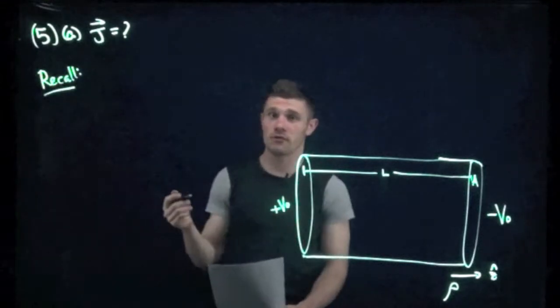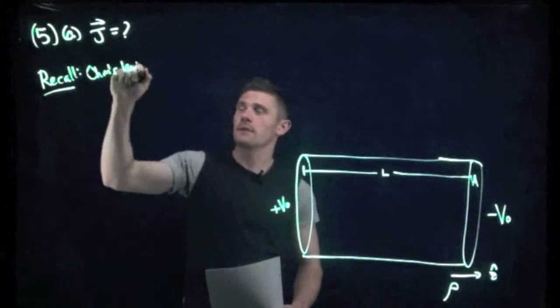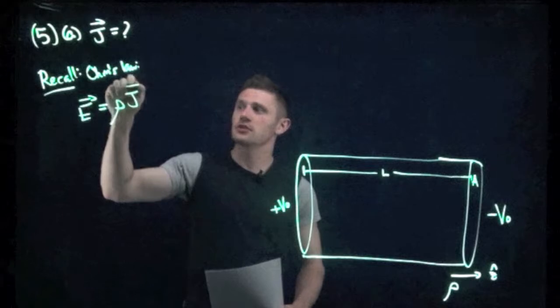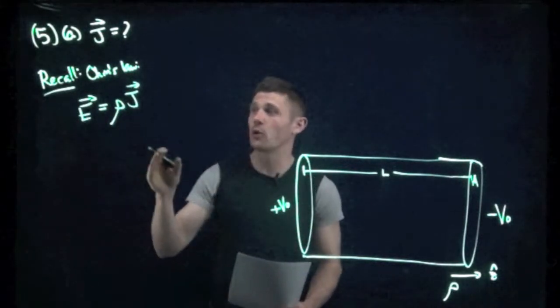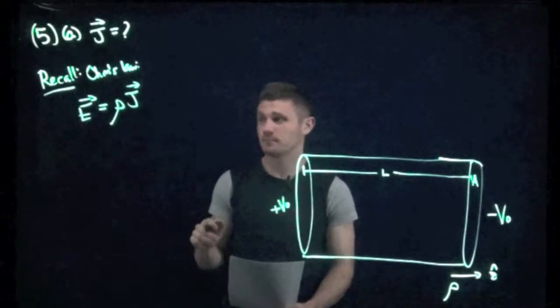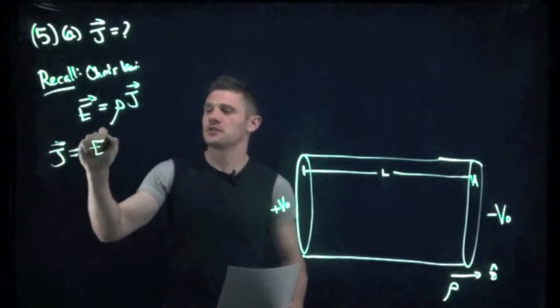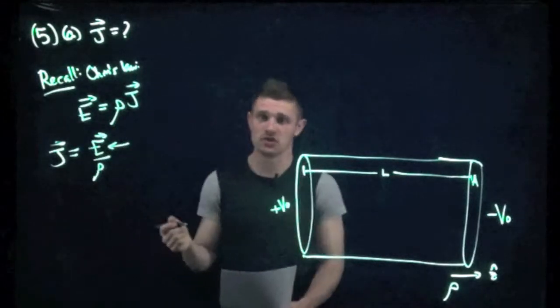Now, the formula that we know for current density is based off of Ohm's law, and that is that E is equal to ρ times J. So we have the electric field is equal to the resistivity ρ multiplied by a current density J. So, of course, if we want to solve for J, we can just say that it's equal to E over ρ. So if we can find E, we can find J.